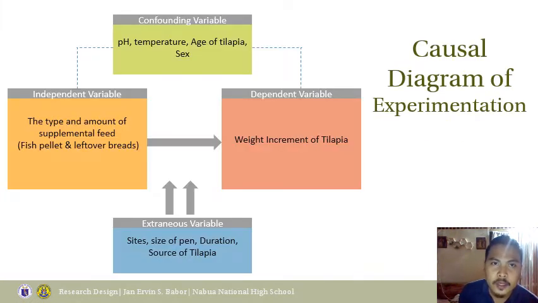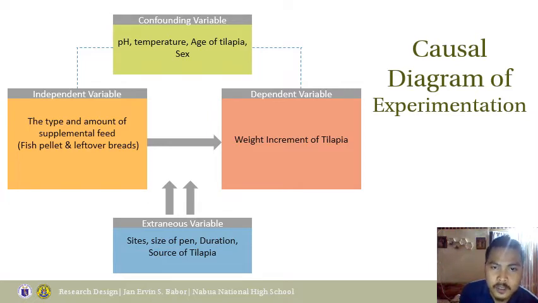So let's put the identified variables in this causal diagram of experimentation. We use the causal diagram of experimentation to visualize the relationships of the variables. So we put the independent variable here. Now we use this arrow as marker that this one affects this one, and this one will be the result.